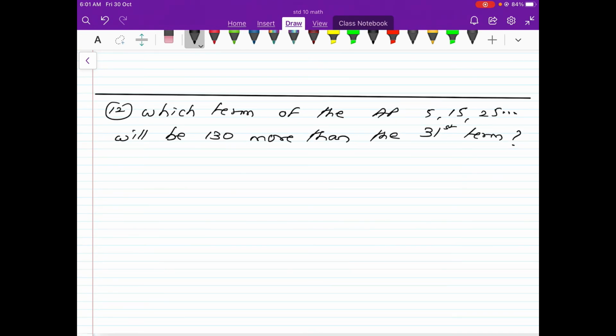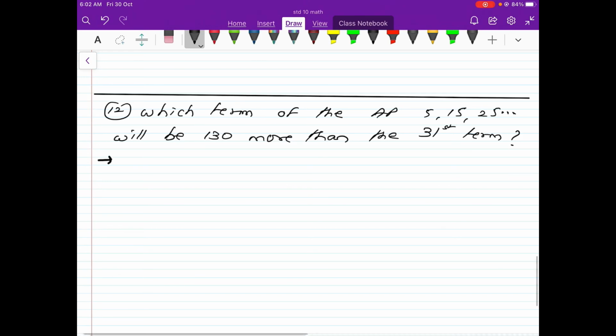Which term of the AP 5, 15, 25 will be 130 more than the 31st term? So here first we will have to find the 31st term. Second step, you add 130 to the 31st term. Third, whichever answer you are getting, you have to find the n for that. So there are three basic things which we will be doing for this. So first is the AP is 5, 15, 25 and so on. So we will start generating the data. A is 5. So what is D? It is 15 minus 5, that means D is 10.